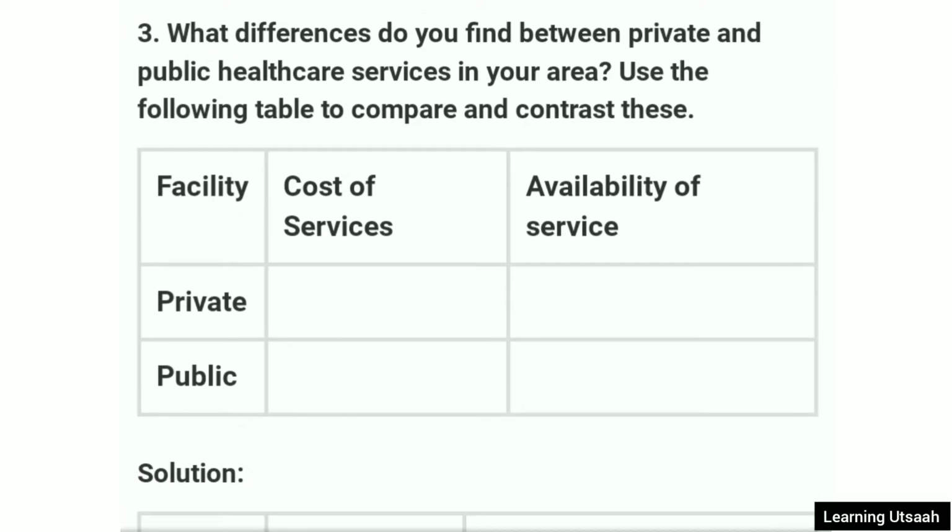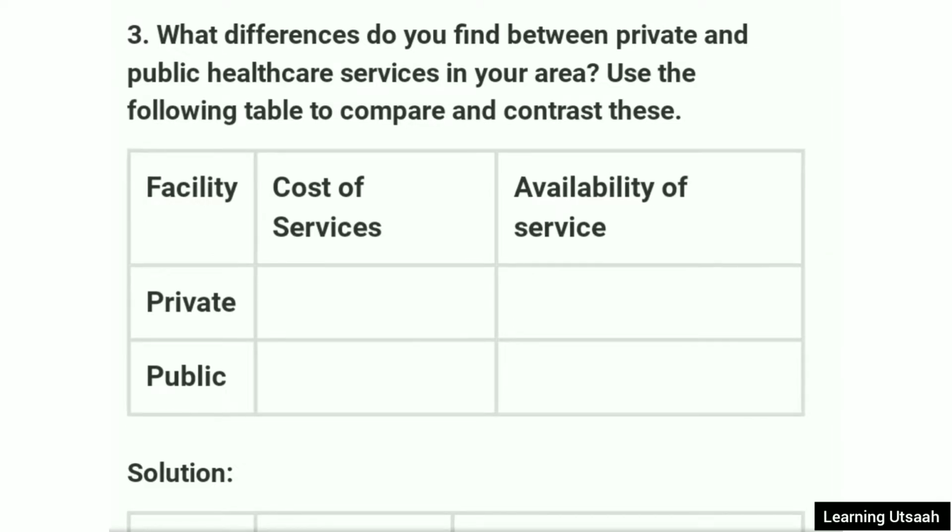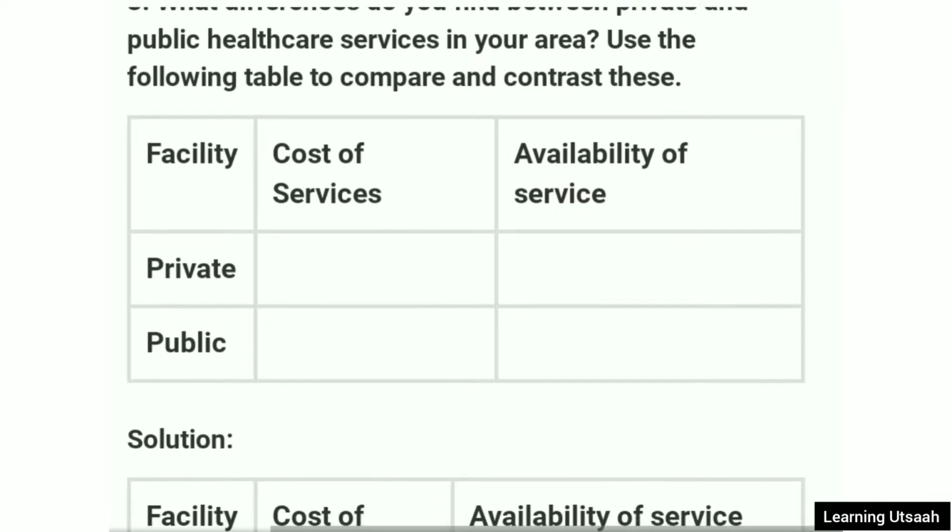What differences do you find between private and public healthcare services in your area? Use the following table to compare and contrast these. So firstly, a table is given in which in the first row it is written facility, private, public, and in the first column it is written facility, cost of services, and availability of service. So let's see the solution.